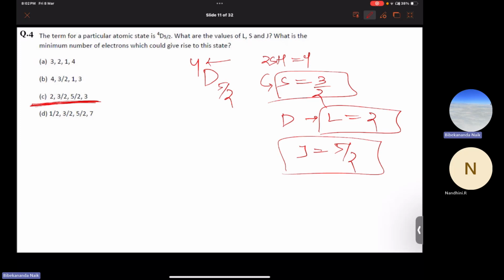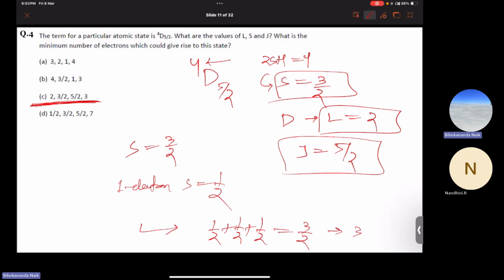So now if you see here, S is 3/2. So if you have S equal to 3/2, and for one electron, S is half, how many electrons do you need to get S equal to 3/2? It is 1/2 plus 1/2 plus 1/2. So there are three electrons we need so that S will be 3/2. So the minimum number of electrons which could give rise to this state is 3. So here the 3 is also present. So the correct option is option C. I hope this is clear to you.